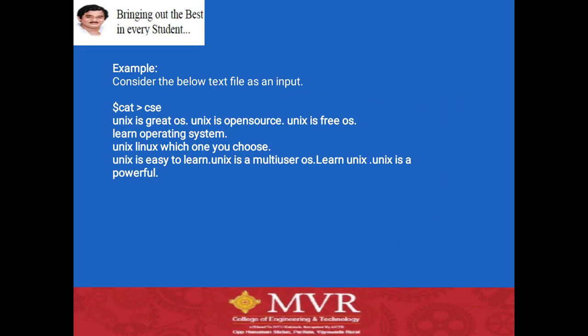I will take one example, and then we will use SED to do different things. Here, take one example. I have created a file with the name CSE with the help of the cat command. So cat greater than CSE, and I have stored some information in this file. That is, Unix is great OS, Unix is open source, Unix is free OS, learn operating system, Unix, Linux, which one you choose. Unix is easy to learn, Unix is multi-user OS, learn Unix, Unix is powerful. This is the content I have stored in this CSE file. Remember this content, because on this content only we are going to perform several operations by using SED, the stream editor.